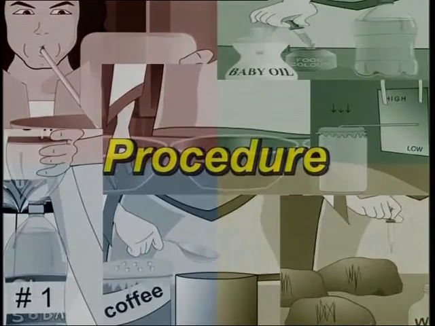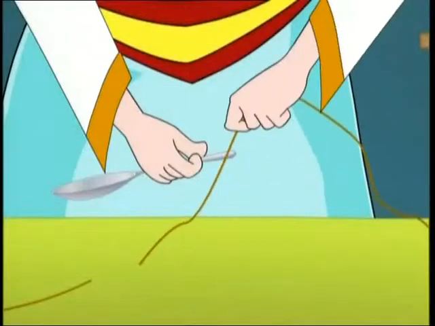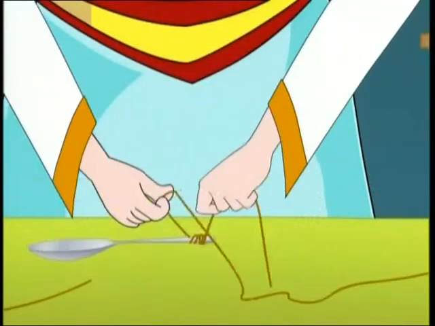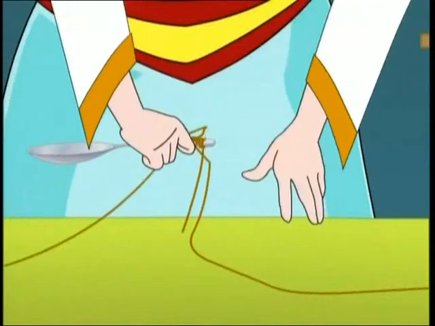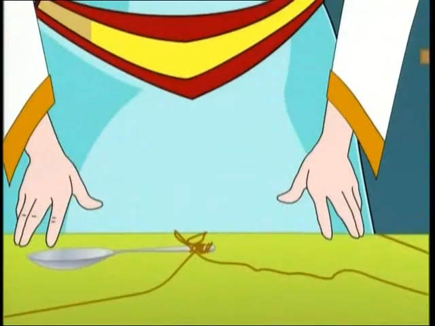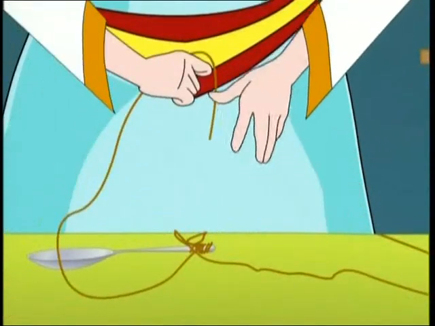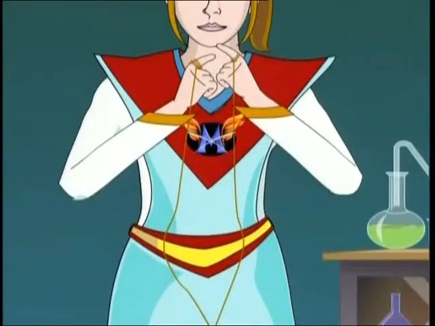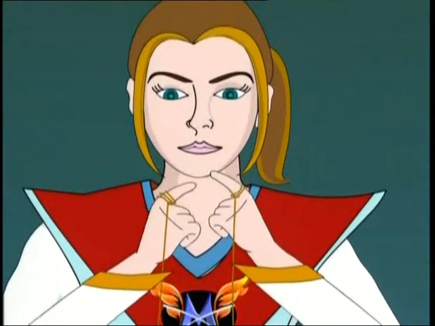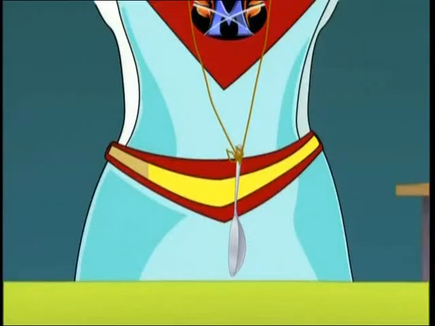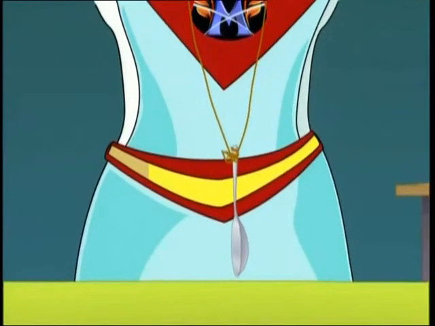Procedure. Tie the center of the string around the handle of the spoon. Wrap one end of the string around each index finger. Place the tips of your index fingers in your ears. Lean forward so that the spoon taps against a table. In your ears, it will sound like a bell ringing.